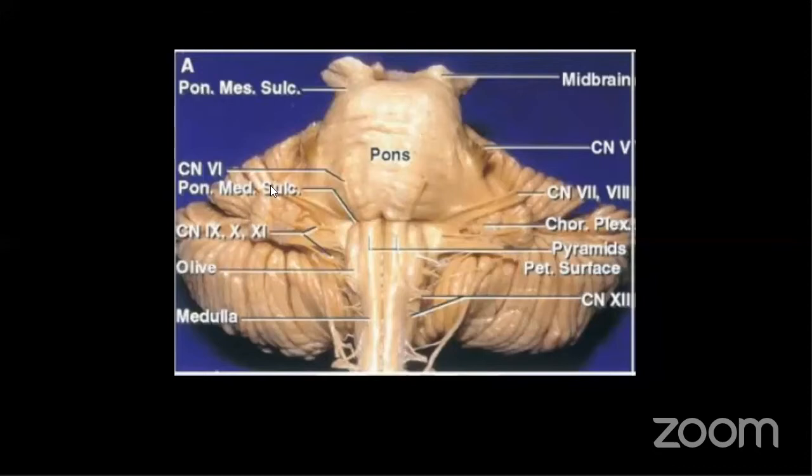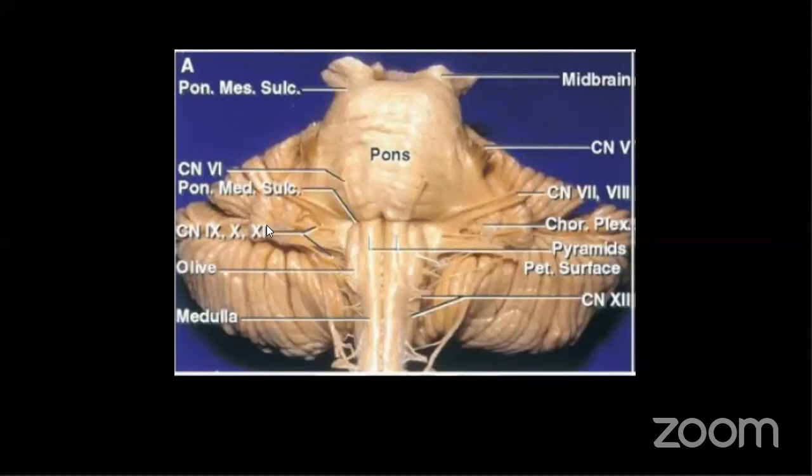So this is the beautiful brainstem cadaveric model. We can appreciate here the midbrain. This is the pons. This is the medulla oblongata. This is the pontomedullary sulcus. This is the pontomesencephalic sulcus, and these are the respective cranial nerves that are originating from their respective regions in the pons and the medulla oblongata, that are not our primary focus here.